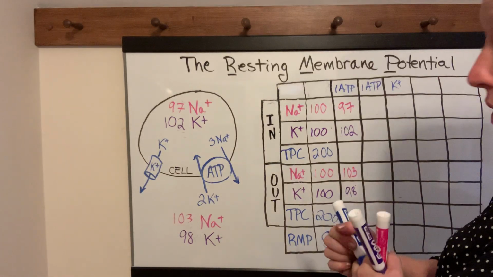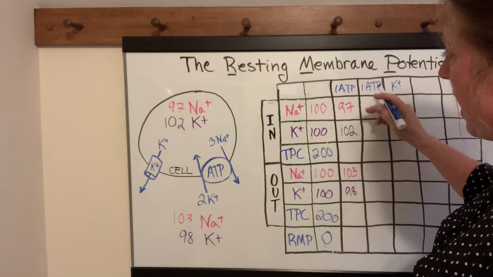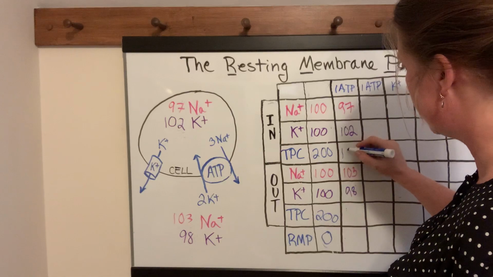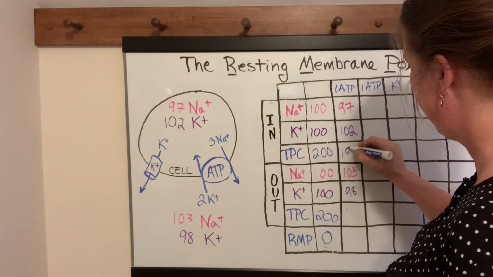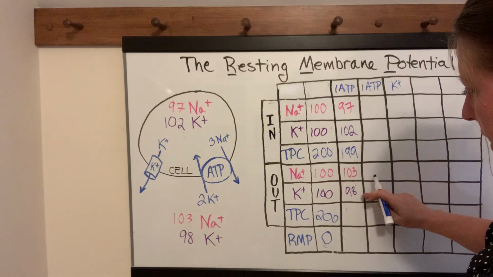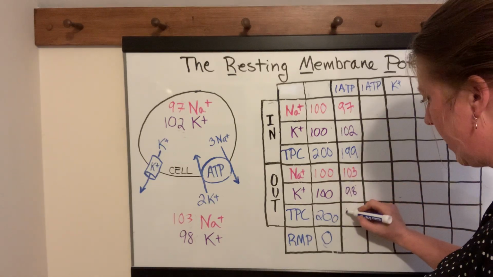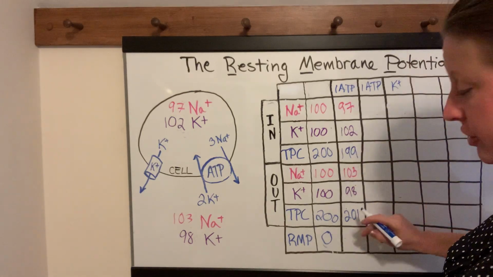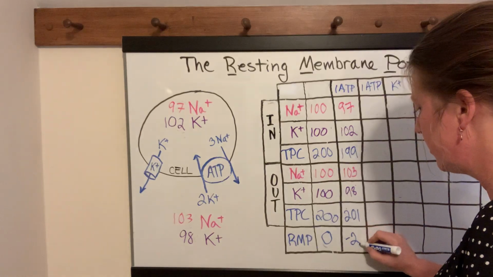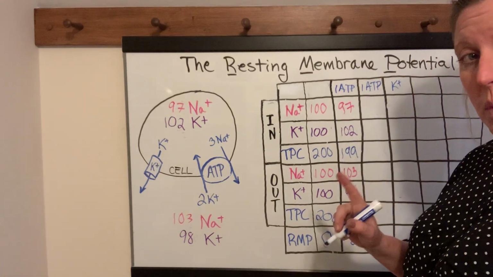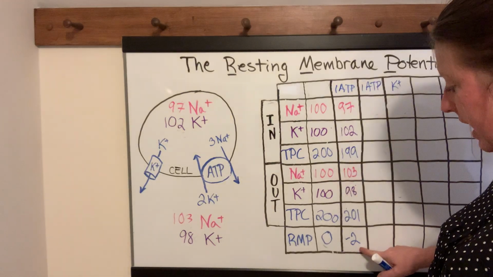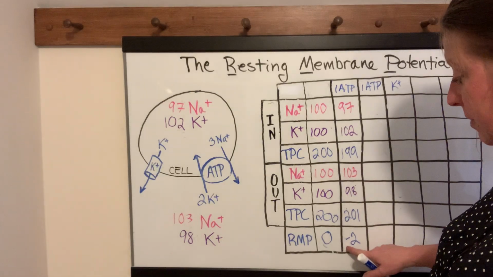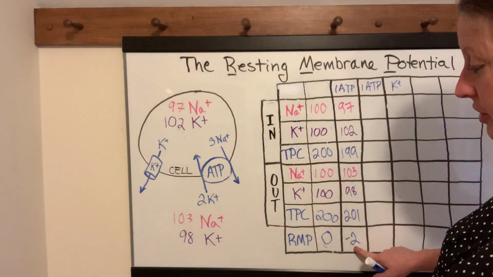So now let's figure out what our total positive charges are. 97 plus 102 gives us 199. 103 plus 98 gives us 201. 199 minus 201 gives us -2. So right now, after using 1 molecule of ATP, we've created a difference in charge between the inside and the outside of the cell, and we've begun to develop our resting membrane potential.